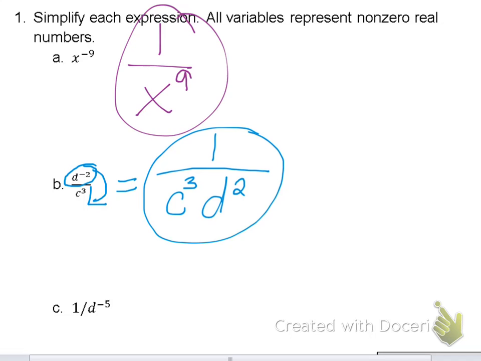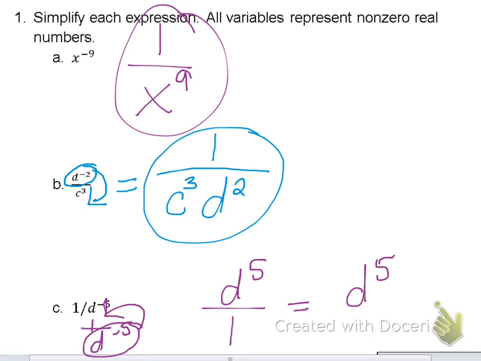Our next example is 1 over d to the negative 5th power. And now our negative exponent is in the denominator of our fraction. So all we need to do is now move it to the top instead of the bottom. So now we're going to have d to the 5th, and the negative disappears, over 1. And we don't need that 1 on the bottom because anything divided by 1 is itself. So it's just d to the 5th power. And now that is simplified.